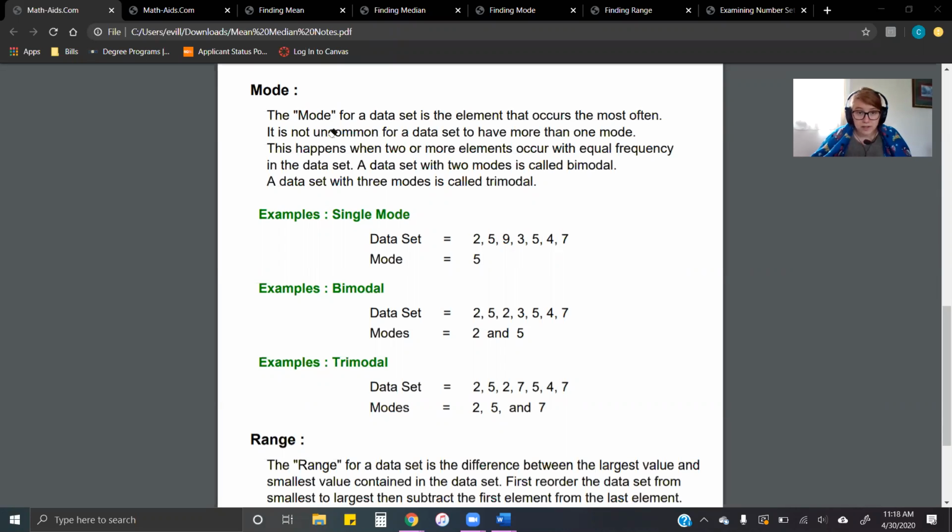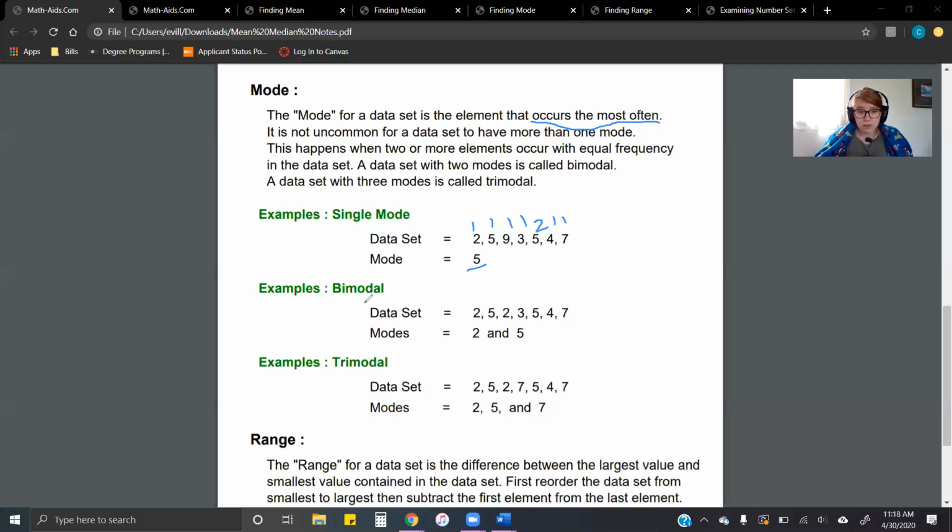For a single mode, only one number is going to be duplicated. You just have to look at it. There's only 1 2, there's 2 5s, 1 9, 1 3, 1 4, and 1 7. So our mode, or our number that occurs more than once or the most often, is 5. Every other number only appears once. 5 appears twice. 5's our mode.